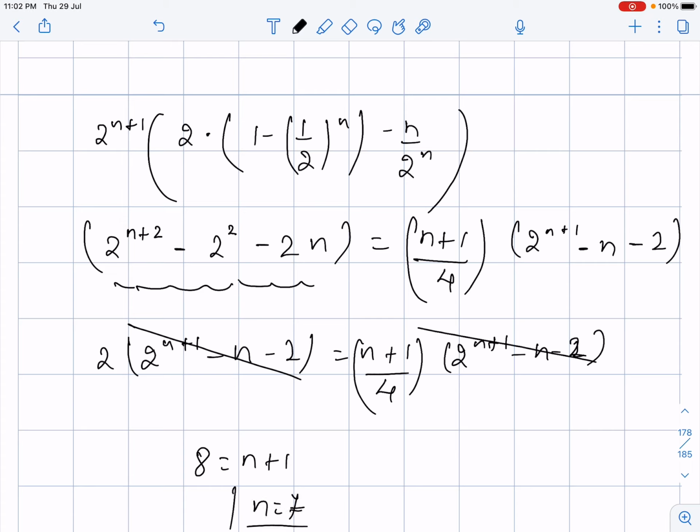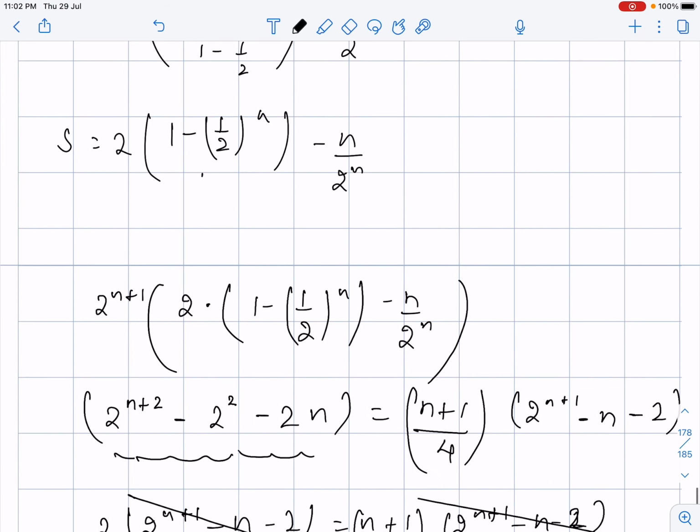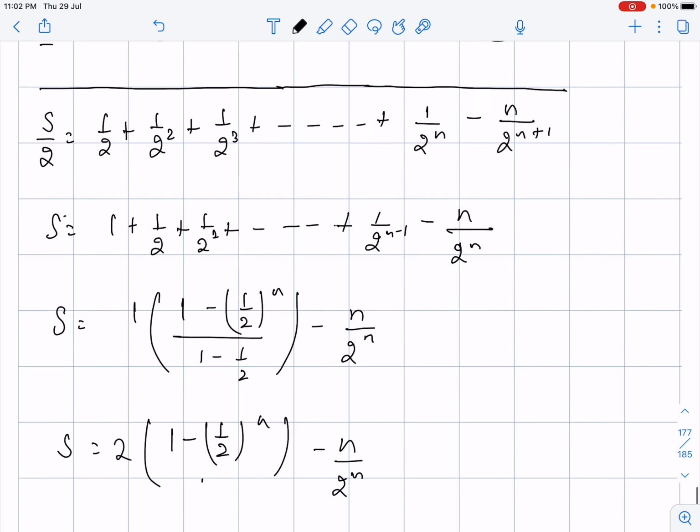That means how many matches would have been played by that person? The number of matches he would have played would be 7.